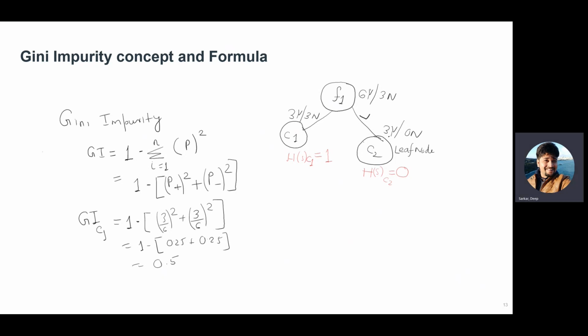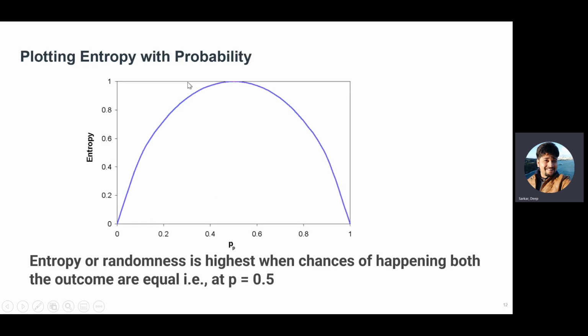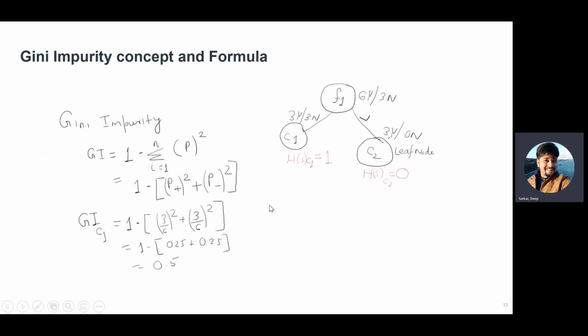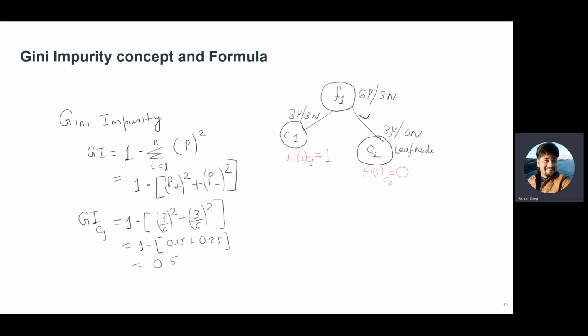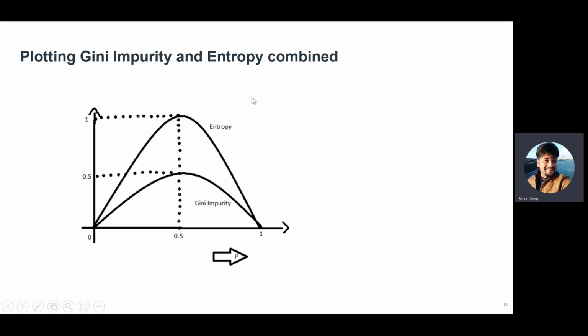Now let's again plot what we did before. We had seen how we plot entropy against probability. Now what we will do is plot both entropy and Gini impurity with respect to probability. If we do that, you can actually see this is nothing but the probability part. So your x-axis is probability, and your y-axis has both entropy and Gini impurity. So here is the difference. The maximum value which entropy reaches at 0.5 probability would be 1.